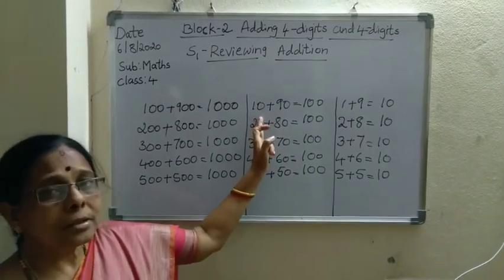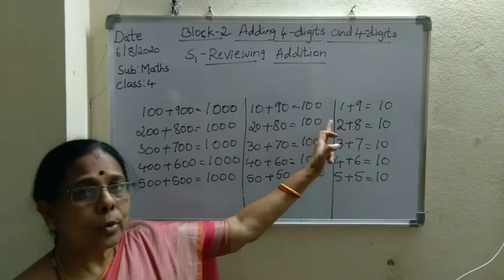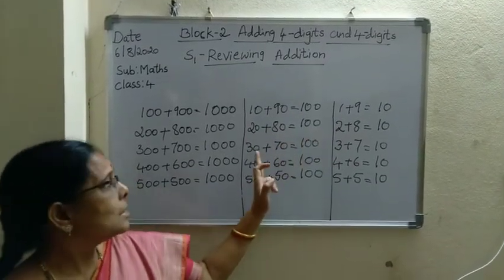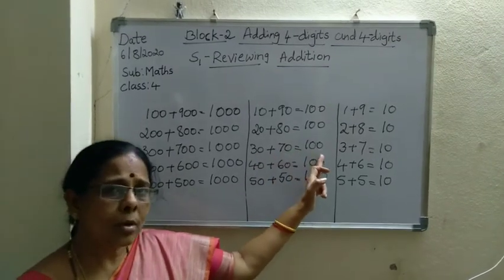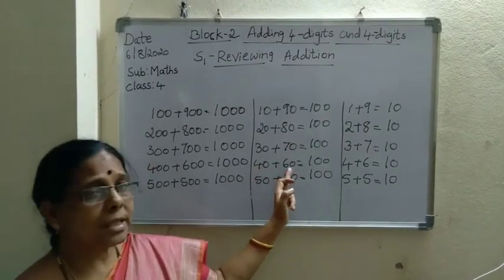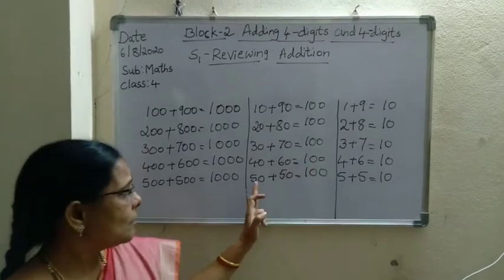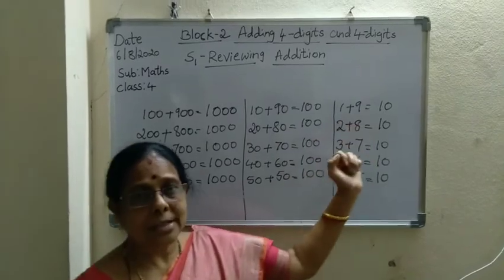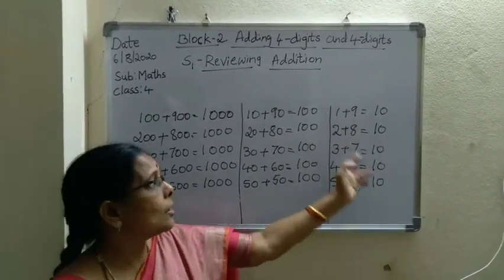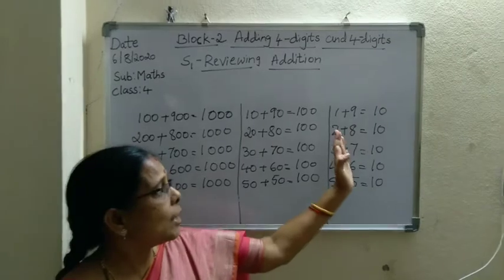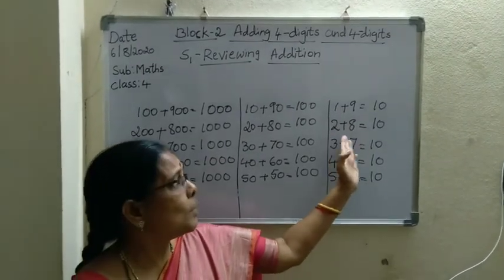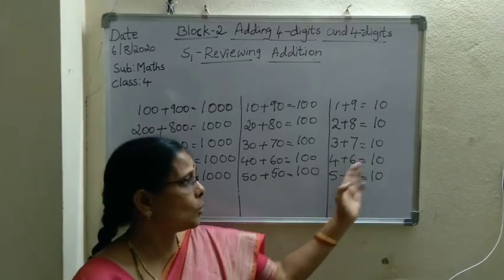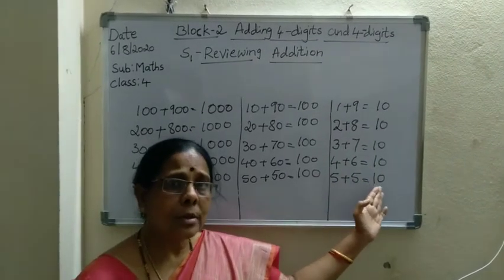Like this, I'll now take tens that add up to 100. First, 10 plus 90 equals 100. 20 plus 80 equals 100. 30 plus 70 equals 100. 40 plus 60 is equal to 100. 50 plus 50 is equal to 100. Now I'll take single-digit numbers that add up to 10. 1 plus 9 is equal to 10. We can do this mentally, children. 2 plus 8 is equal to 10. 3 plus 7 is equal to 10. 4 plus 6 is equal to 10. 5 plus 5 is equal to 10.